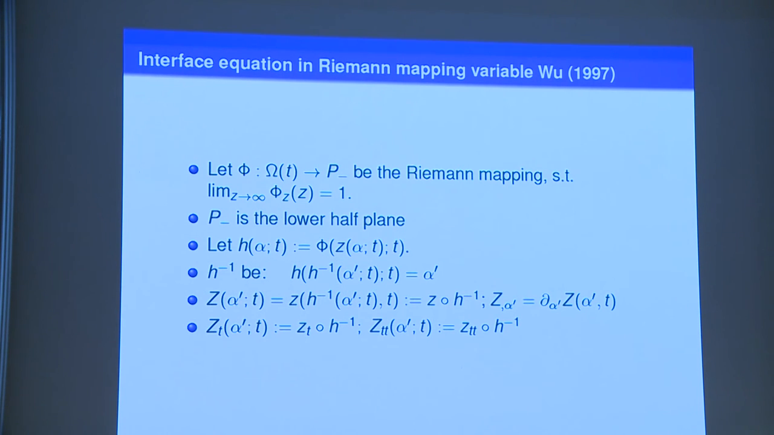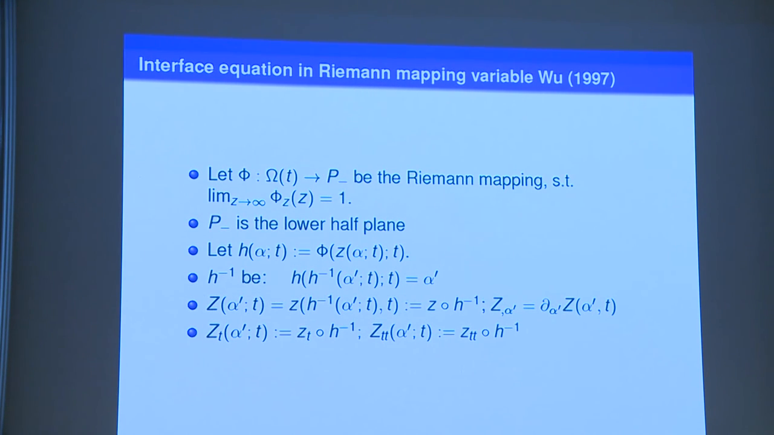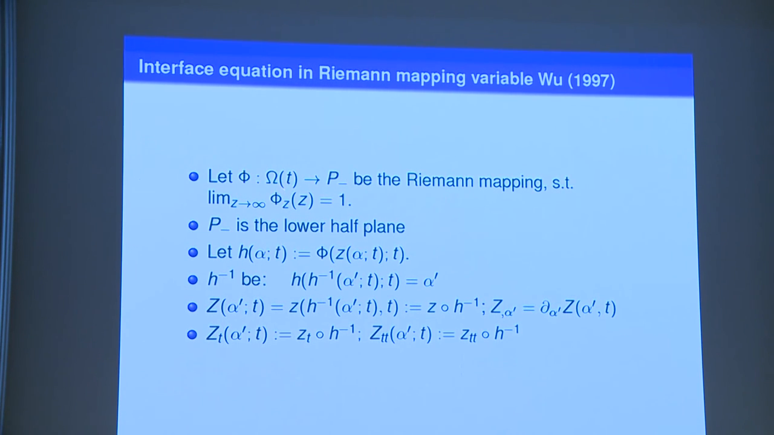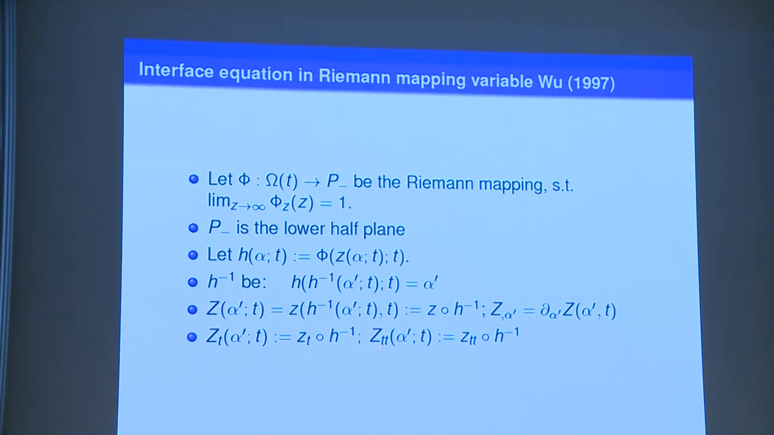Okay, so I already explained that we really need to use the Riemann mapping. So this was actually still the derivation of 97. The reason of using the Riemann mapping is here. We just rewrite everything in terms of the Riemann mapping variable. It takes the fluid domain to the lower half plane. And now we just rewrite everything in terms of Riemann mapping variables, so composed with h inverse, acceleration composed. So capital sign means it's in the Riemann mapping variable.